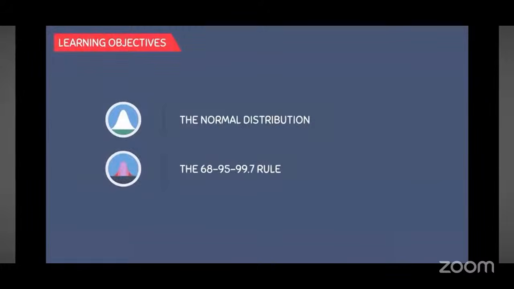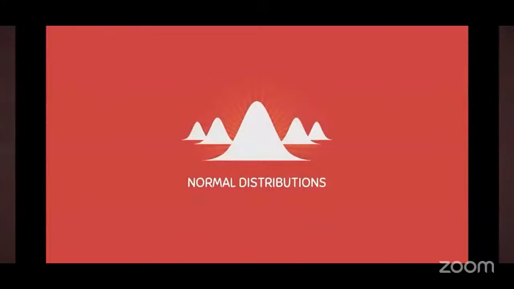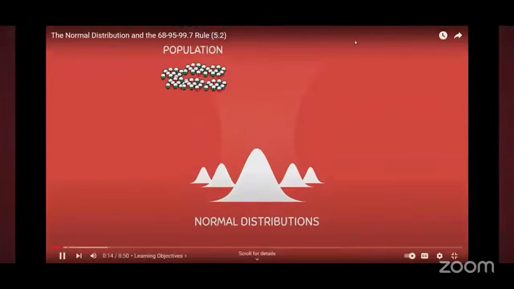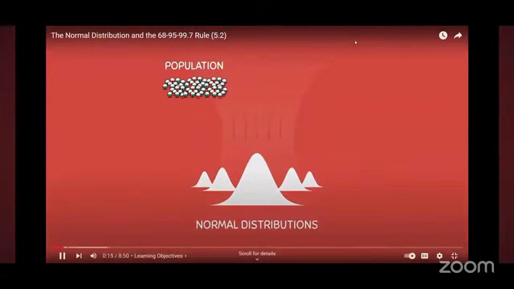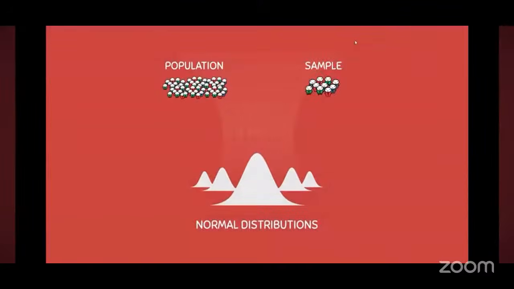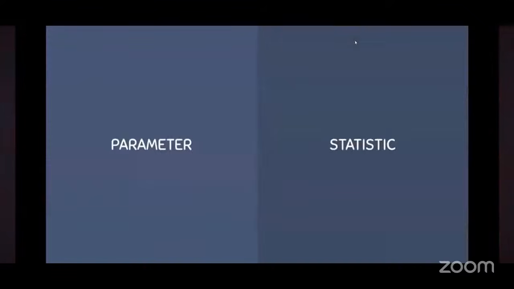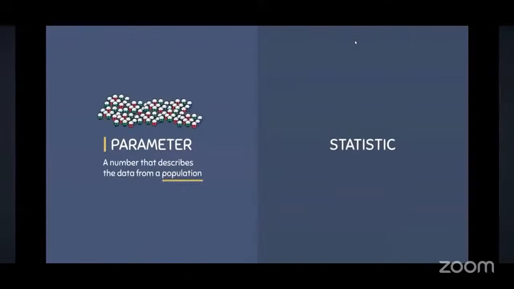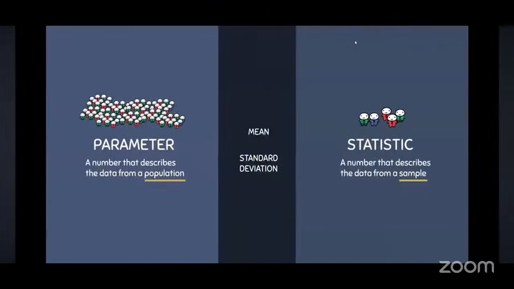In this video, we'll be learning about the normal distribution and the 68-95-99.7 rule. When we talk about normal distributions, we refer to data we get from a population or sample. So before we actually talk about the normal distribution, we need to first distinguish the difference between a parameter and a statistic. A parameter is a number that describes the data from a population, whereas a statistic is a number that describes the data from a sample. Examples of parameters and statistics are the mean and standard deviation.